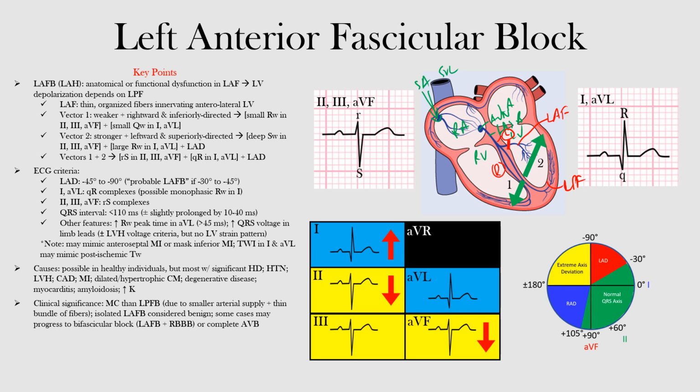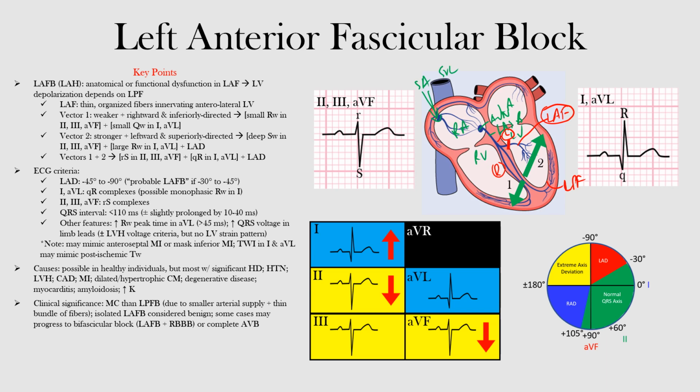Now generally the left anterior fascicle is an organized thin bundle of fibers coming off the left bundle that gives rise to the Purkinje fibers, which then innervate the anterior and lateral walls of the left ventricle. So again, this is our left anterior fascicle, and it innervates the anterior and lateral walls of the left ventricle.